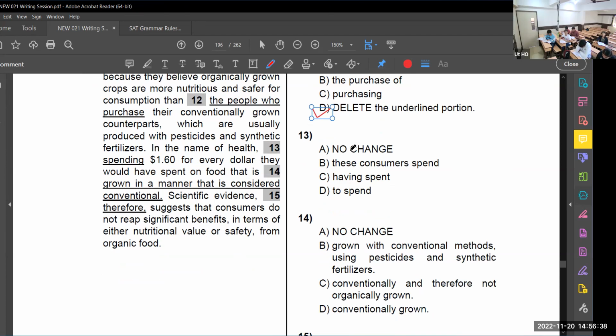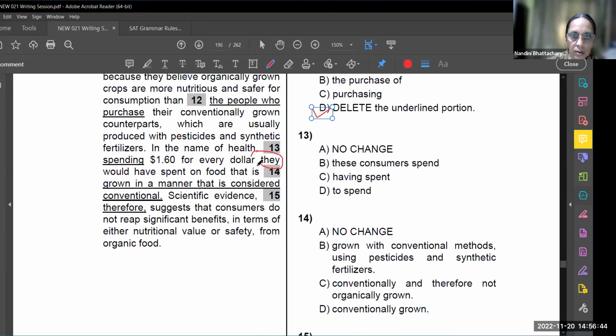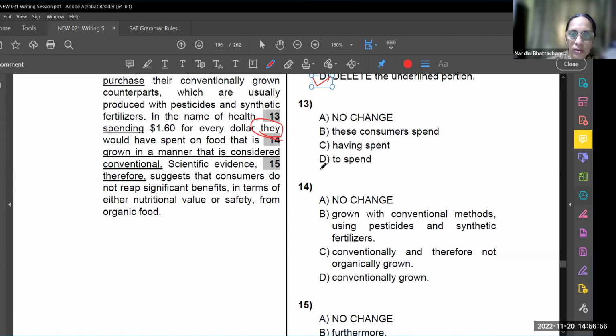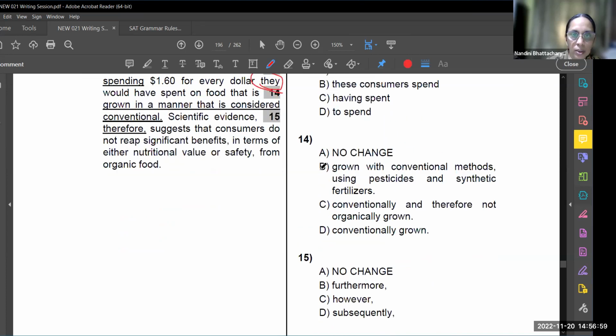B. So the they here again, we don't know who it is. Yeah, spending so much for every dollar they would have spent on food. So who are spending, we don't know. Okay, number 14.